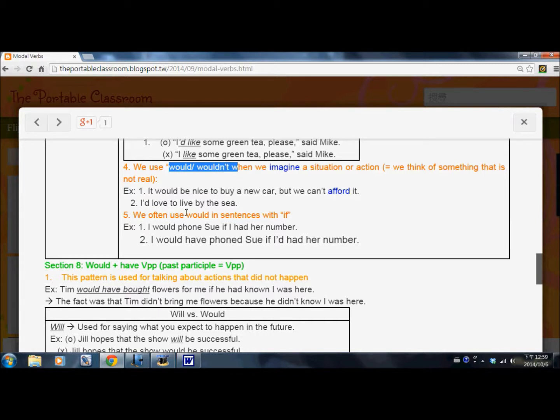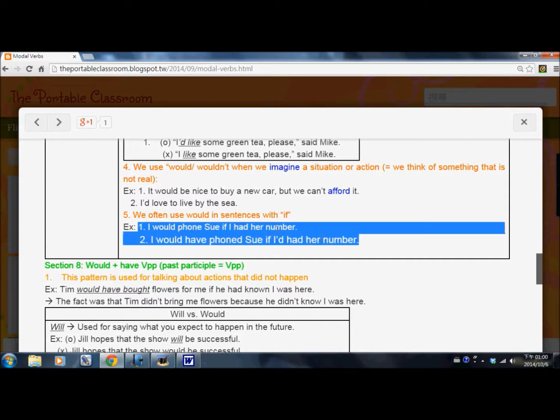Now, number five, we often use would in sentences with if. This is conditional, and you will learn how to use conditional in other lesson plans. Here is just a simple explanation of how to use if. I would phone Sue if I had her number. So the truth is, I didn't have her number. Otherwise, I would phone Sue. I would have phoned Sue if I had her number. Again, I didn't do that because I didn't have her number. So these two are conditional sentences, and the details are explained in the lesson plan about conditional sentences. So if you are interested in using if with would, please check the lesson plan out.